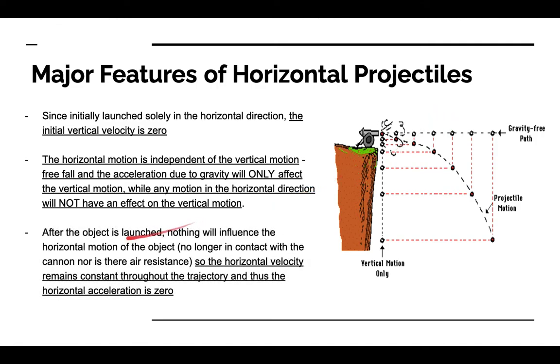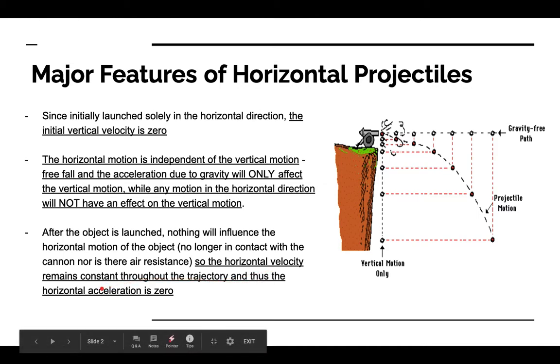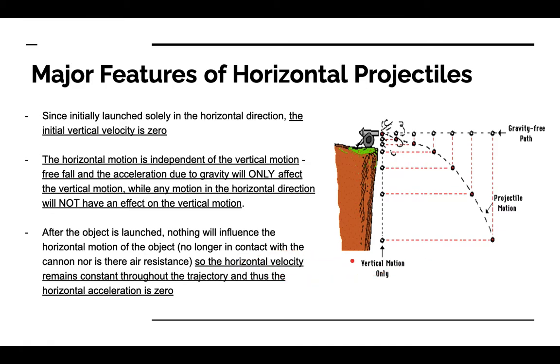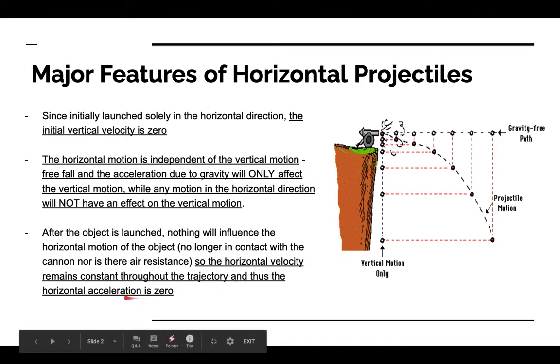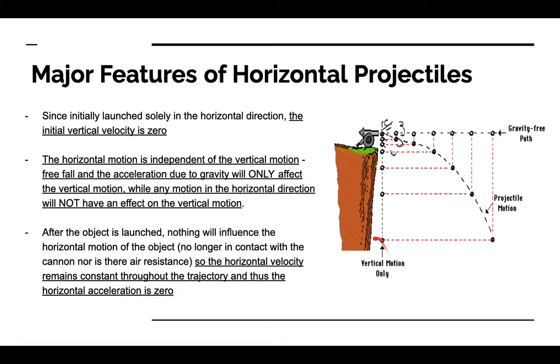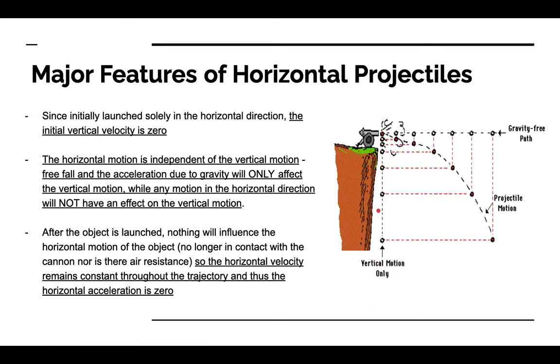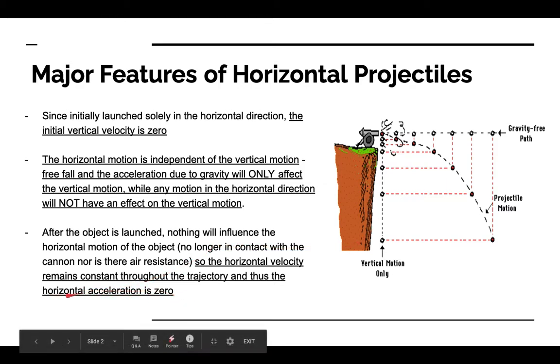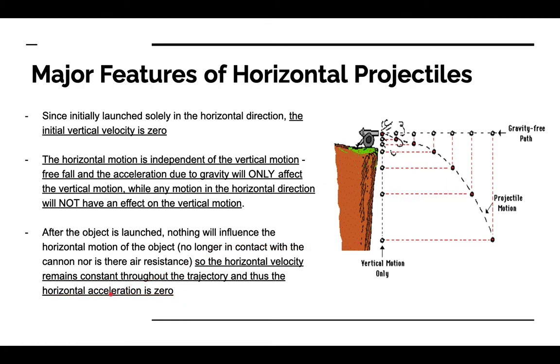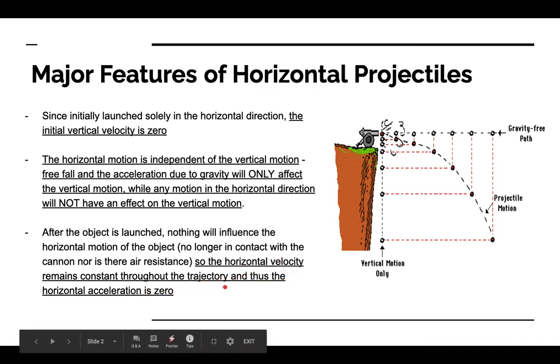After the object is launched, nothing will influence its horizontal motion because it's no longer in contact with the cannon, nor is there air resistance. So the horizontal velocity remains constant throughout the trajectory, and thus the horizontal acceleration is 0. Again, we have to remember that the horizontal velocity is not affected by what's happening in the vertical motion. Our horizontal velocity is unaffected by the acceleration due to gravity, which, since it's strictly in the y direction, refers to our vertical acceleration. The horizontal acceleration is independent and 0 since our horizontal velocity remains constant.